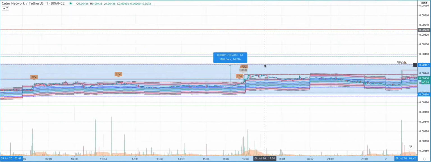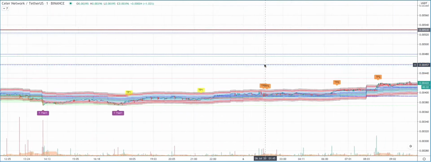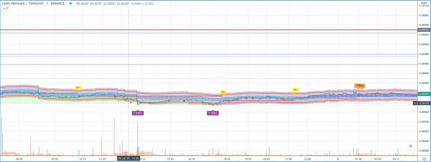Let's see what this one did. 2 days, 22 hours in, 15.43%. Again, it's a crazy pair. Trade's crazy. I'm assuming there's some manipulation there, but you know.